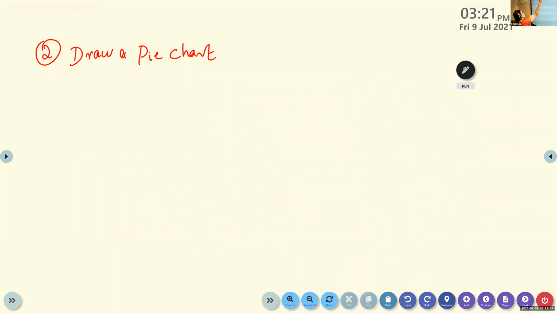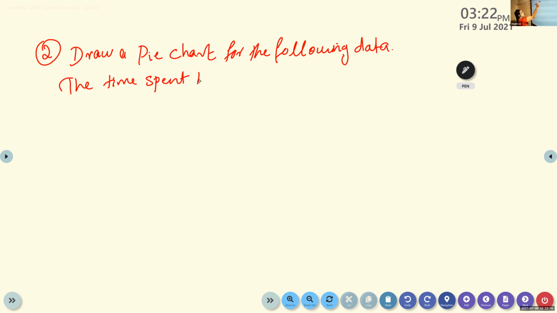Draw a pie chart for the following data. The data is the time spent by a child during a day. And for this question also we have to draw the box like we did for the last question.